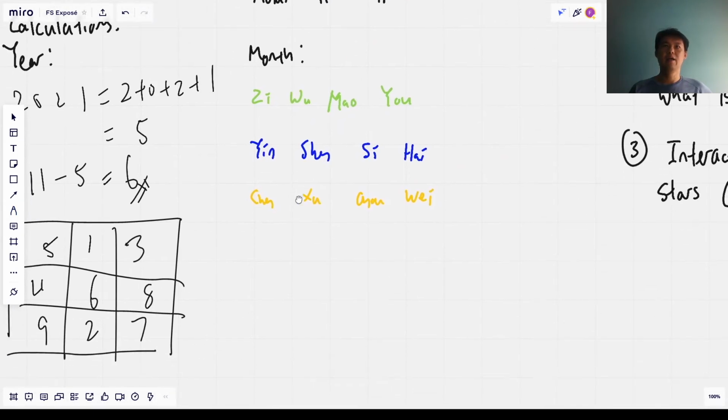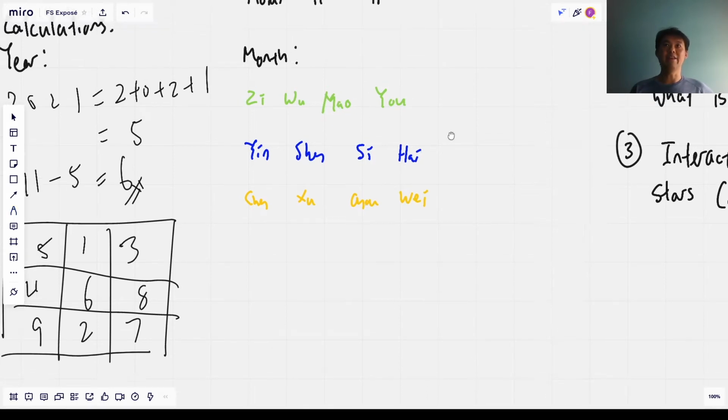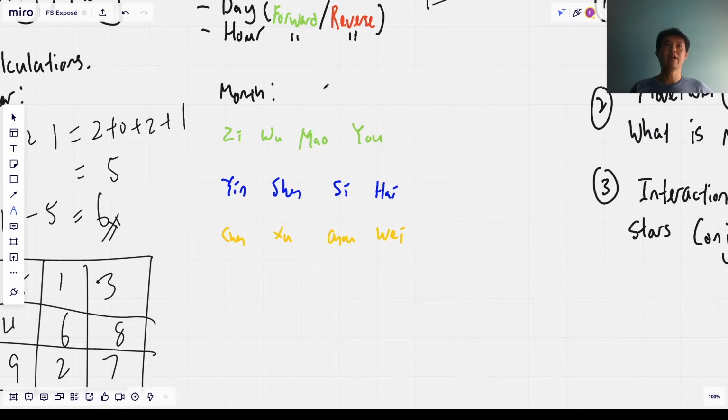Whereas how do we plot the month chart? The month chart, there's a way to identify it. We look at the groups 子午卯酉, 寅申巳亥, 辰戌丑未. For this we look at the year. Let's say for example right now is 2021. 2021 is the Xin Chou year. So Xin Chou, the ox year, belongs to this group.